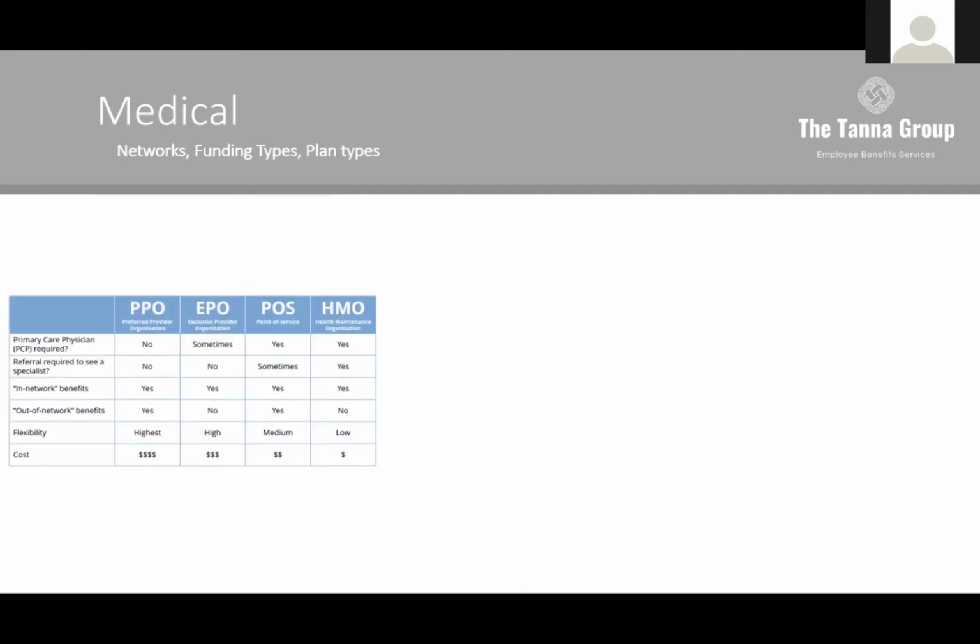Major considerations in the world of medical are networks, plan types, and funding types. Listed in this chart, you can see there are 4 different network types, and it explains the main features of each network, from the most expensive and robust network of doctors, the PPO, and then the least expensive and most restrictive, the HMO.